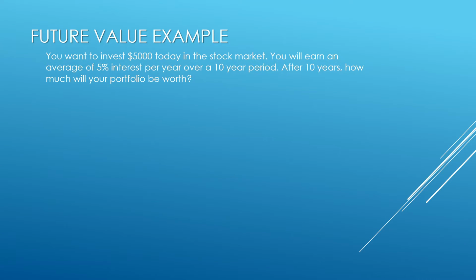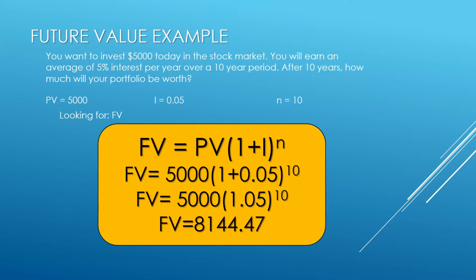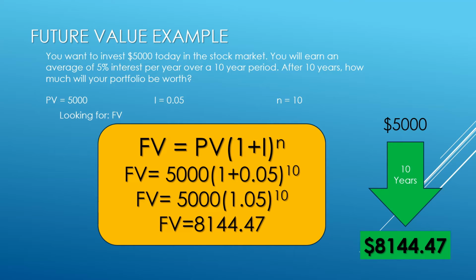So to start, let's just pick out the variables we know from the problem. The $5,000 you're investing today, that's going to be your present value. The 5% interest you're earning, that's going to be your I, your interest. And lastly, N is going to be the number of years you're investing for, so 10. We are looking for our future value, so let's use our future value formula. Just throw your numbers into the equation like this, and we'll end up with the future value of $8,144.47. So after we use the formula, we can see that $5,000 over 10 years has grown into $8,144.